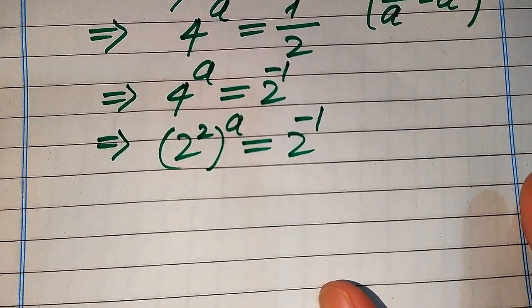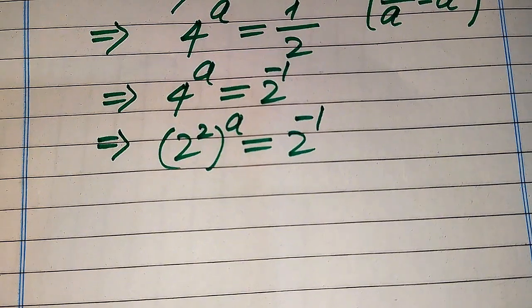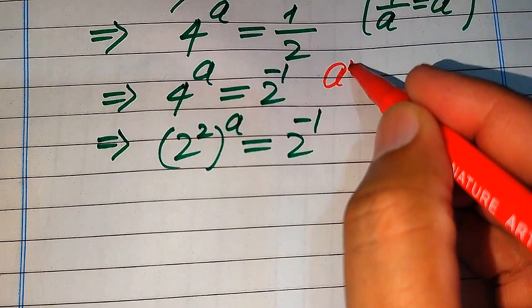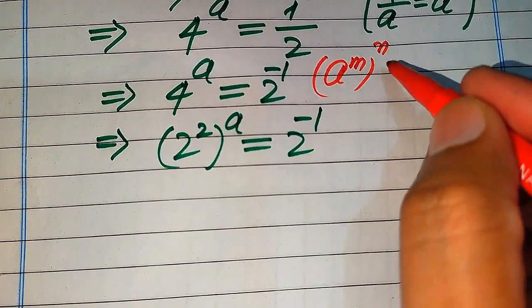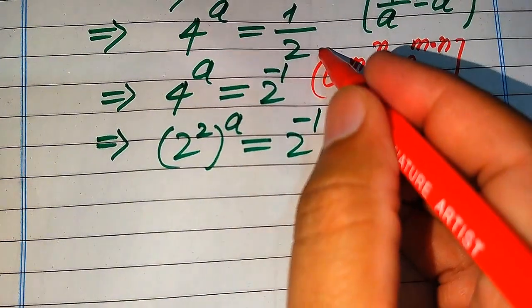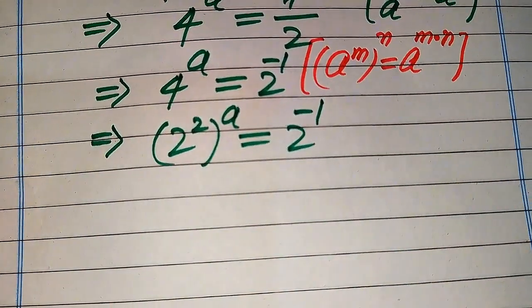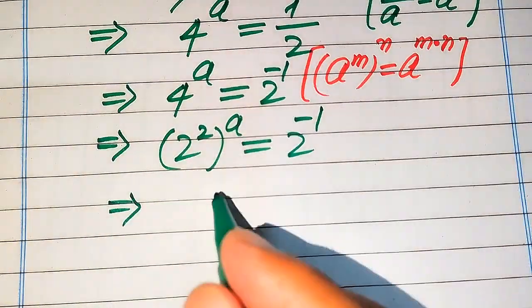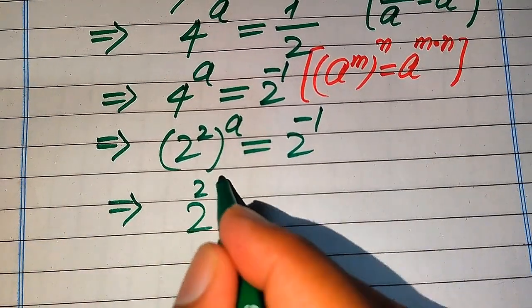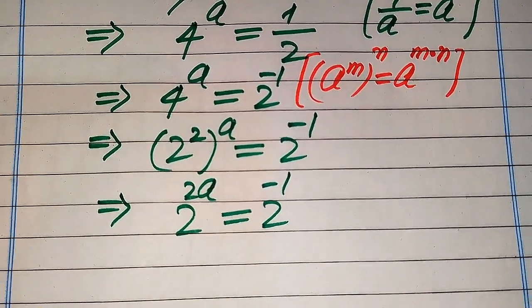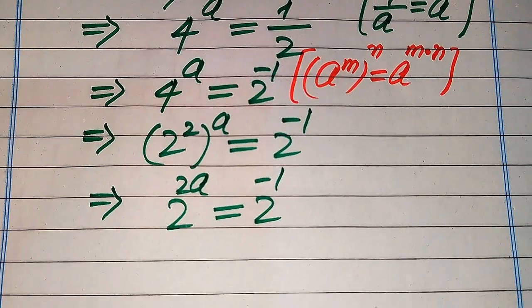In the next step we use the nice exponential law. You know about that: if we have a to the power of m to the power of n, it is equal to a to the power of m multiplied by n. According to this rule, on the left hand side we multiply these two exponents, and after multiplication it is written as 2 to the power of 2a is equal to 2 to the power of minus 1.